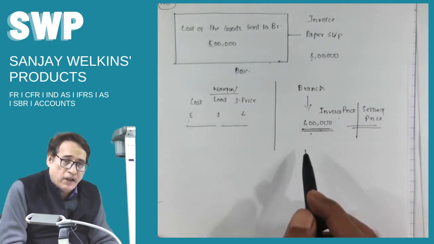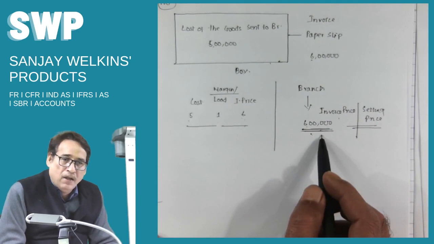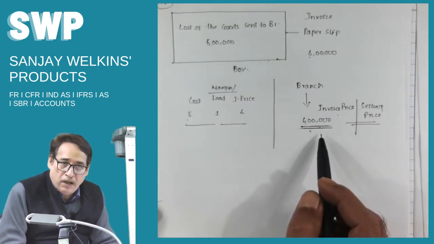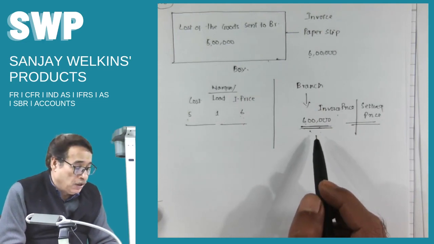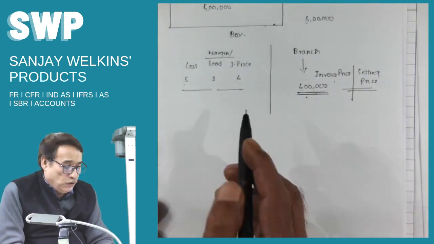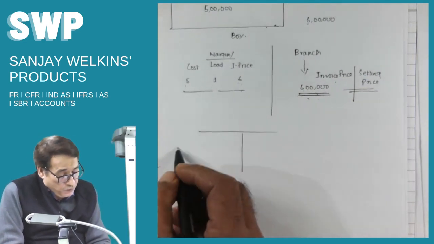But the important point here is that branch will not know the correct cost price of the goods. So they will be in the dark, and as such, branch will never be able to get to know the real profit earned by the head office. Now, presuming further, please pay attention.